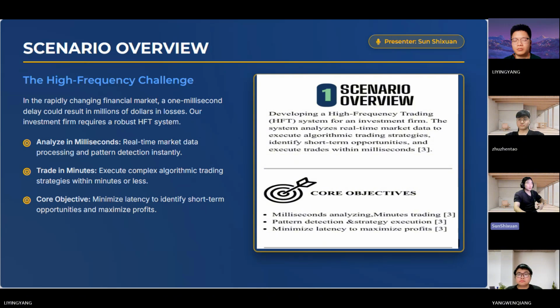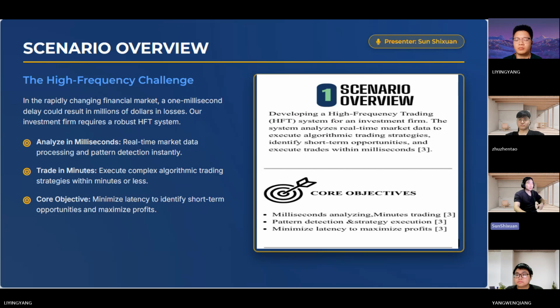A big financial company wants to build a new system. Now, what does this system really need to do? The main goals are actually very simple to understand. First, the system must look at the market data right as it happens. It needs to read this data and find hidden patterns, and it must do all of this in just a few milliseconds. The system must follow trading rules to buy and sell. It needs to make those trades in less than 1 millisecond or even faster.